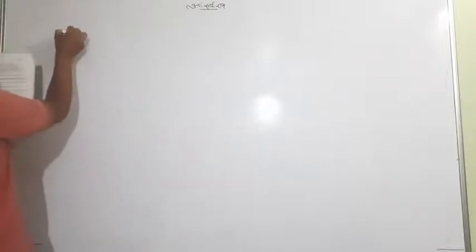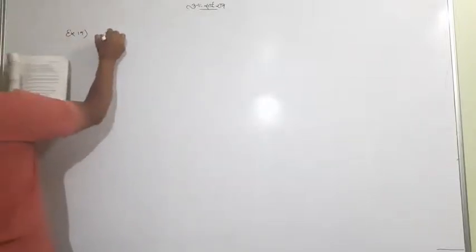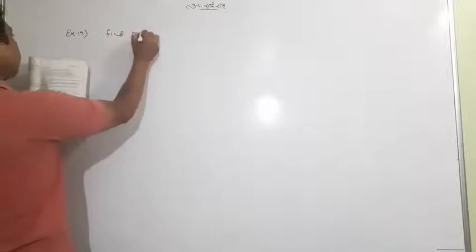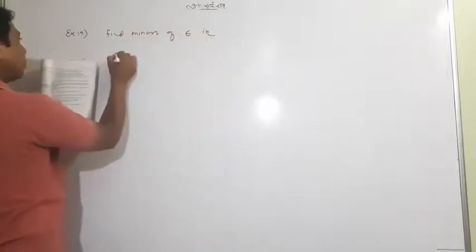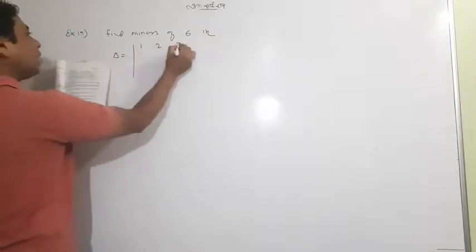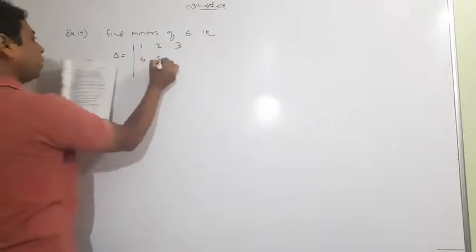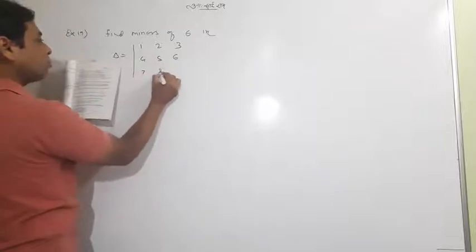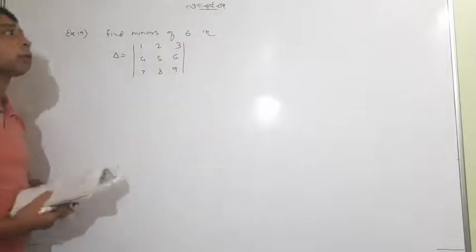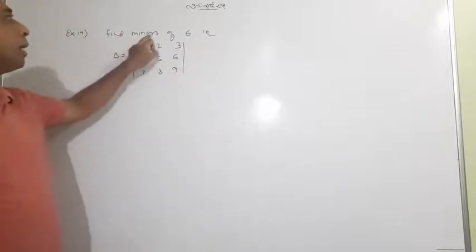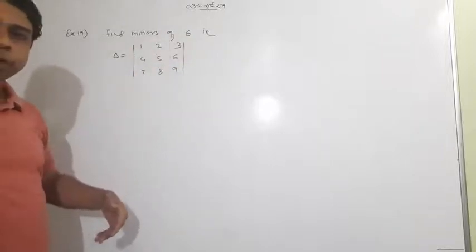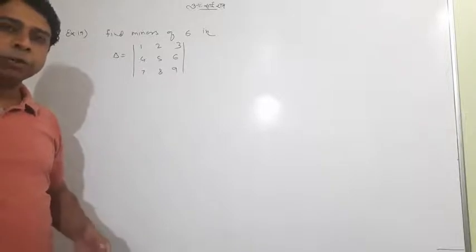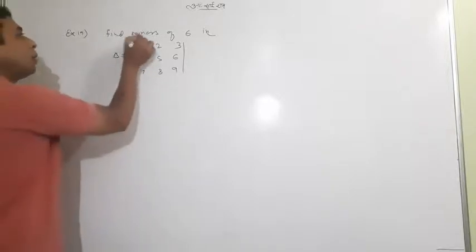Question says, example number 19, find the minor of 6 in the determinant. Don't think that I have started the example directly, because I have taught you all the concepts, students. You don't have to worry about it. Find the minor of 6 in this particular determinant. It is not a time-taking question if you know how to find the minor.